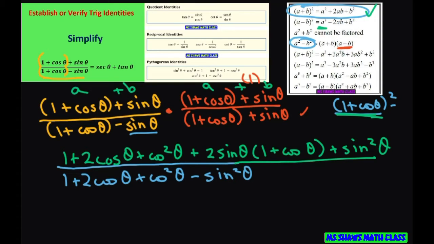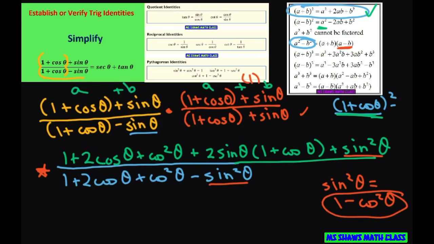Now in the next slide, I'm going to do a little trick to simplify this. Usually when you're doing proofs, you have this little trick in the middle. What I'm going to do is rewrite sine squared of theta as 1 minus cosine squared of theta. So I'm going to substitute this for these two terms. All right, so let me do that.